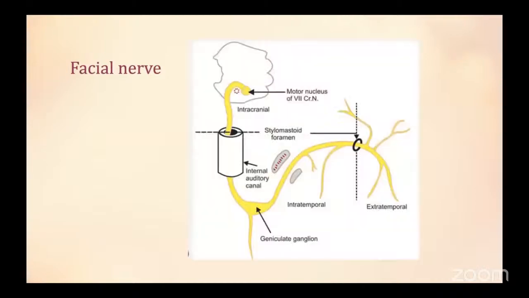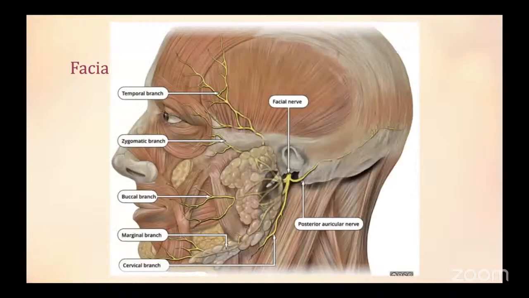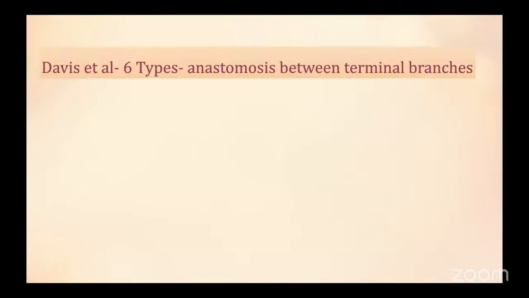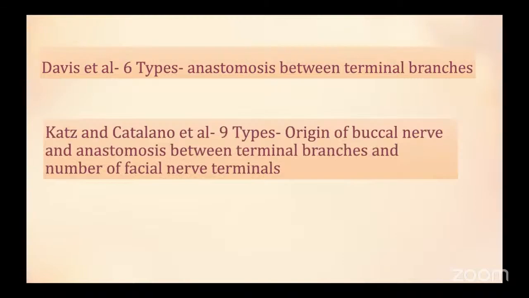The facial nerve consists of intracranial, intracanalicular, intratemporal, and extratemporal segments. Several classifications describe its extratemporal branching patterns. Mainly it's the upper division and the lower division: the upper division being temporal and zygomatic, and the lower division giving buccal, marginal, and cervical branches. Extratemporal facial branching patterns were first described by Davis et al.